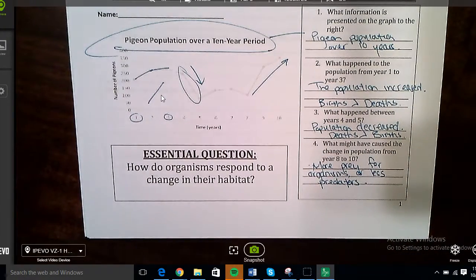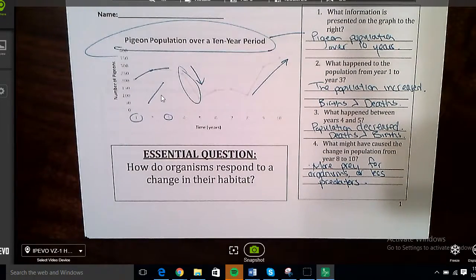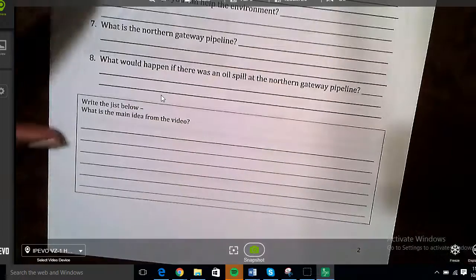Our question for today is how do organisms respond to change in their habitat? We're going to talk about something that's happening right in our own state that is impacting not just the organisms that live in different ecosystems, but the human population as well. Let's go ahead and turn the page.